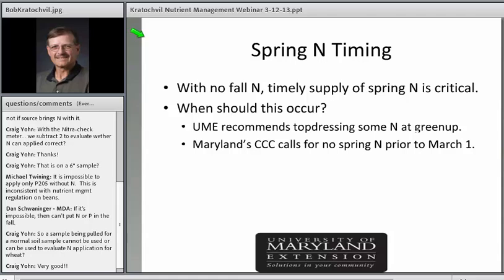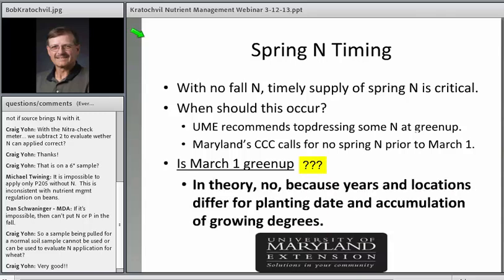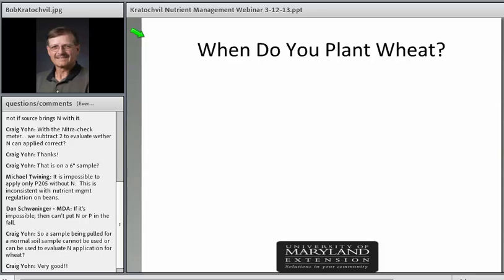And according to Maryland's commodity cover crop program, they will not allow any spring nitrogen prior to March 1, which is an indication that they're using that as the date of green up. So in theory, March 1 is not green up because years and locations differ for planting date and the accumulation of growing degrees. And we're going to talk a little bit about this temperature influence upon the performance of wheat and whether it actually has an influence upon what should be defined as green up for the crop.